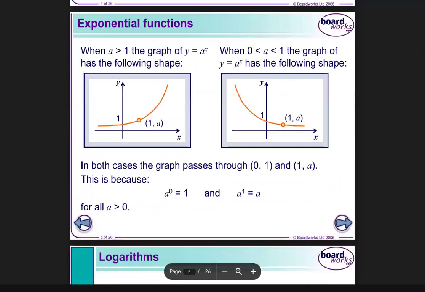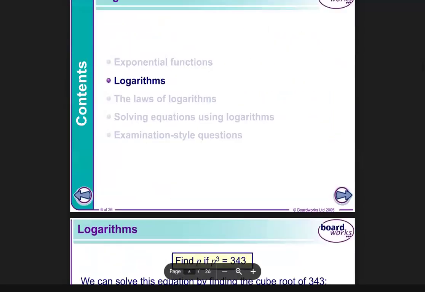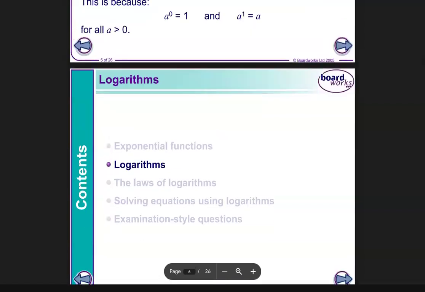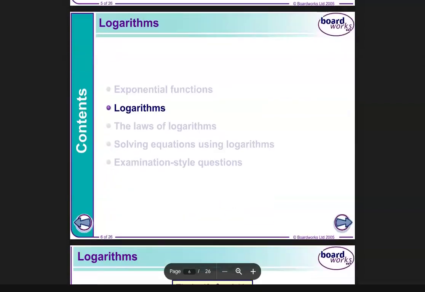For instance, look at this one now. You can see that the increase was slight until it got to this place, then it just started increasing rapidly. These are exponential functions. Don't forget that a must be greater than 0 and a is not equal to 1, because if a equals 1, there's no way you can form those exponential functions.